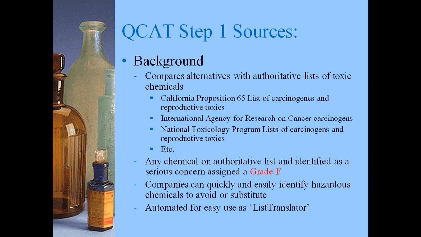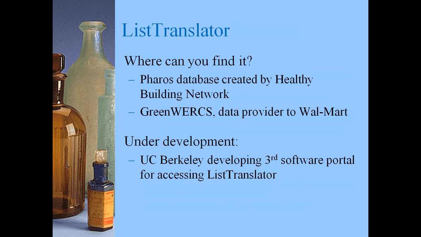You can go to one of these sources and look at what's called a list translator. There are a number of places that have a list translator. There's the Pharos database that's created by the Healthy Building Network. They have one. There's also GreenWorks, who's a data provider to Walmart. They're doing one.